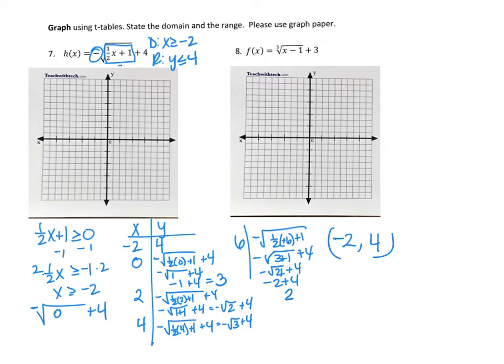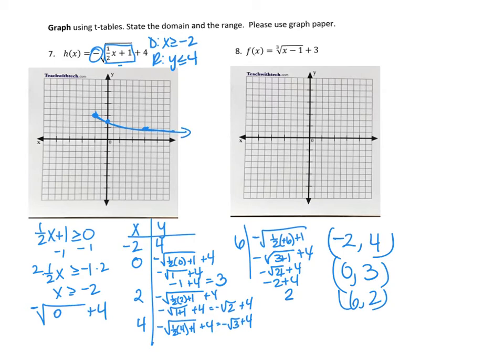Then 2, 1, 2, 3, 4. And then I have 0, 3. And then I have 6, 2. And there's my graph.